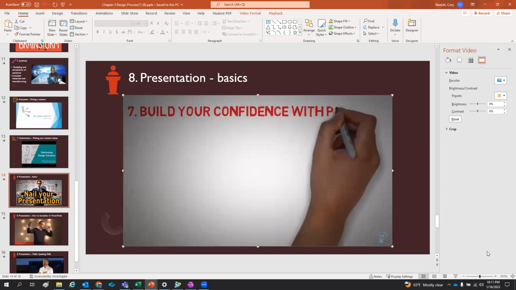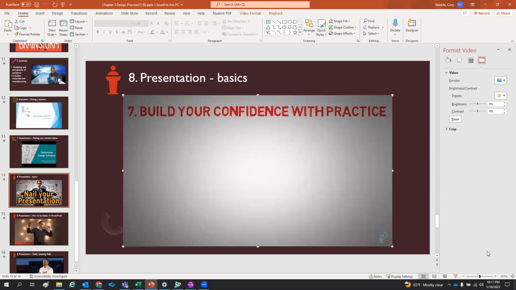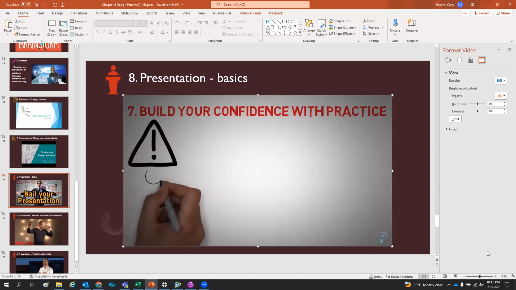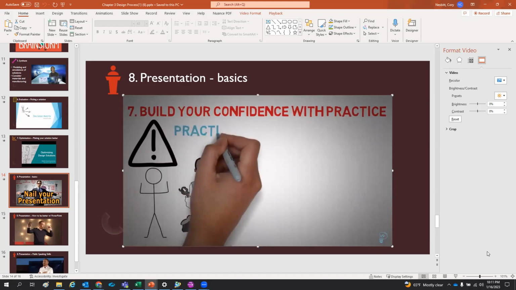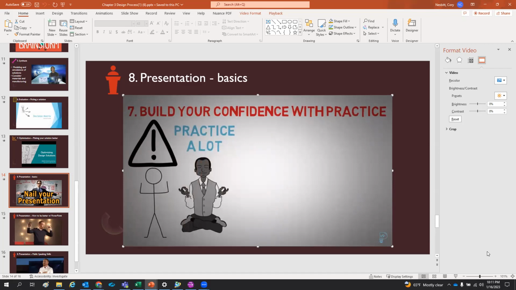Tip number 7, build your confidence with practice. This might be the last tip, but it is by far the most important one out of these 7. Confidence in what you do is by far the most important element of your presentation. Having confidence adds an authority to everything you say during your presentation, but you're not going to develop the confidence you need if you don't practice, and practice a lot.